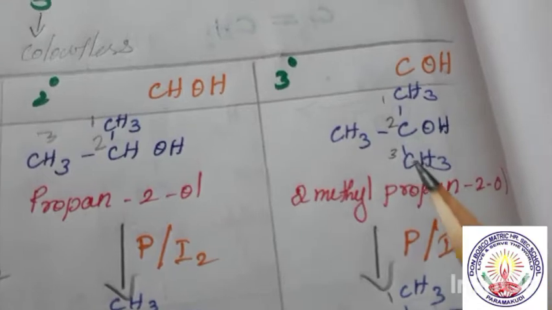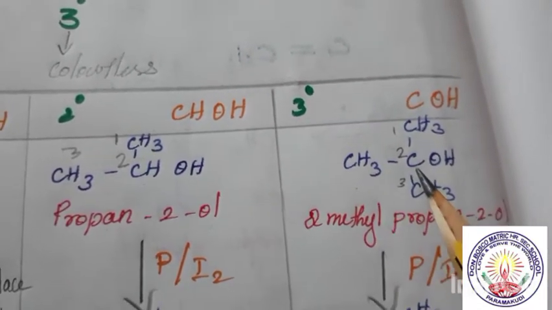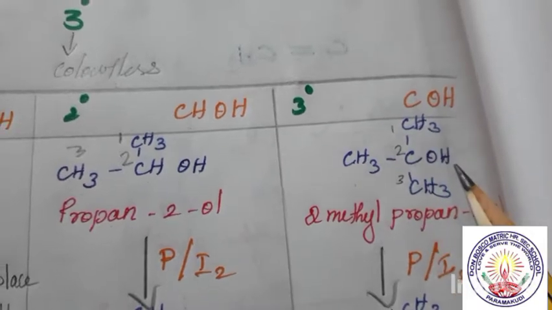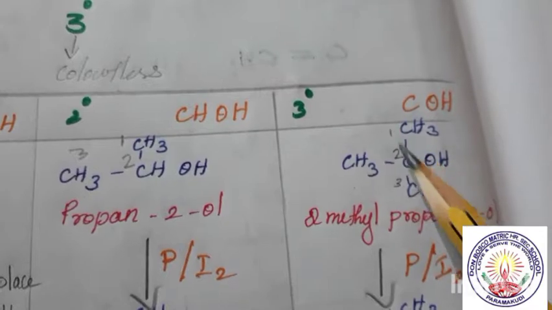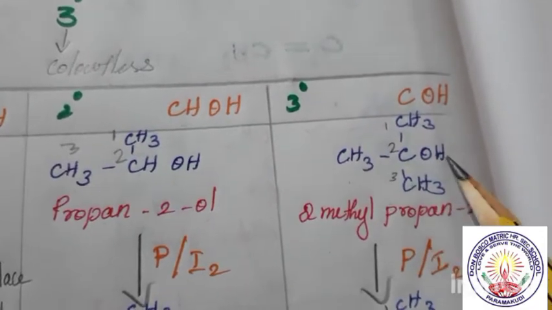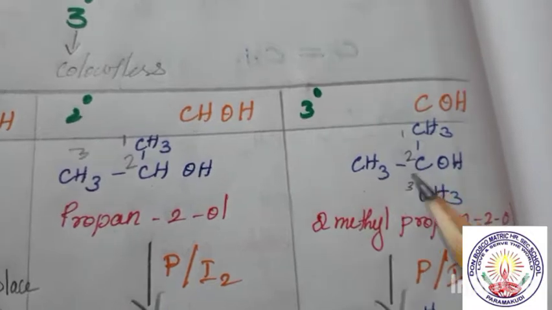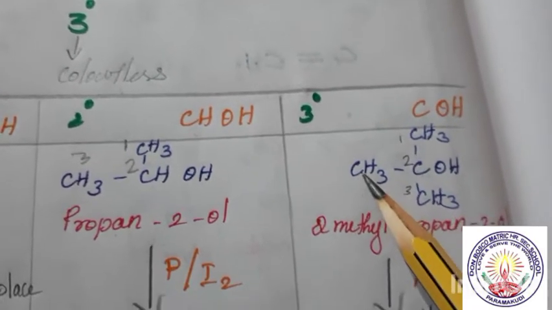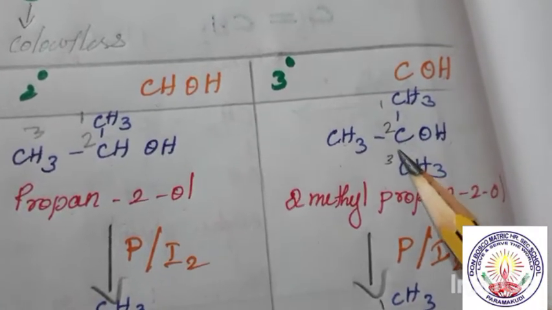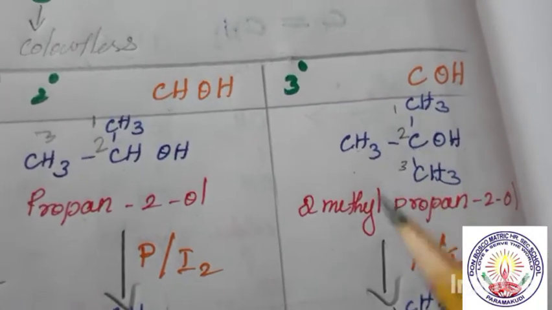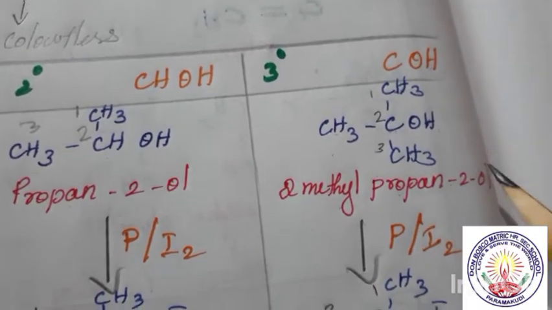For the tertiary we have taken CH3, C, CH3, CH3, OH. So the longest chain is 1, 2, 3. So the OH is present on the second carbon, and one more substituent is also present on the second carbon. So 2-methylpropan-2-ol.